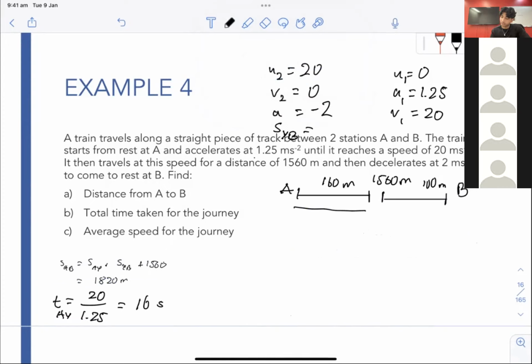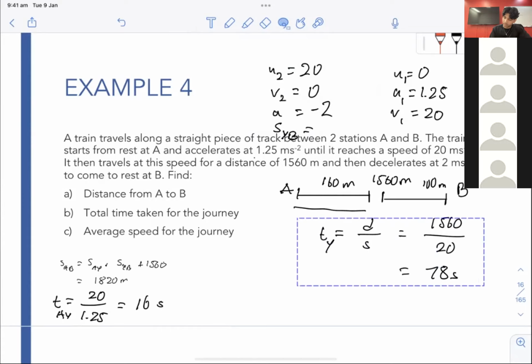Now, this middle portion of 1,560 meters, the time is going to be a straight distance covered by a certain velocity. Time equals distance over speed, we call it, okay? So that's 1,560 meters, and we know that's at a constant speed of 20 meters per second. Okay, so that's going to be 78 seconds. Okay, so I'll call this time for Y, and I'll store this over here as well.